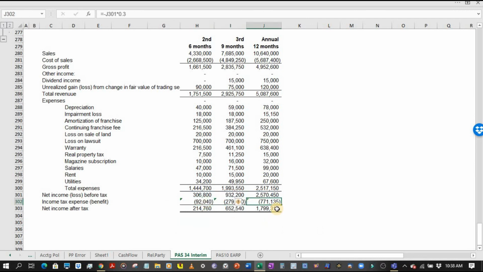But if there are changes in the income tax rate, of course, the tax rate that will be used will be the revised income tax rate. So this ends our discussion for interim financial reporting.